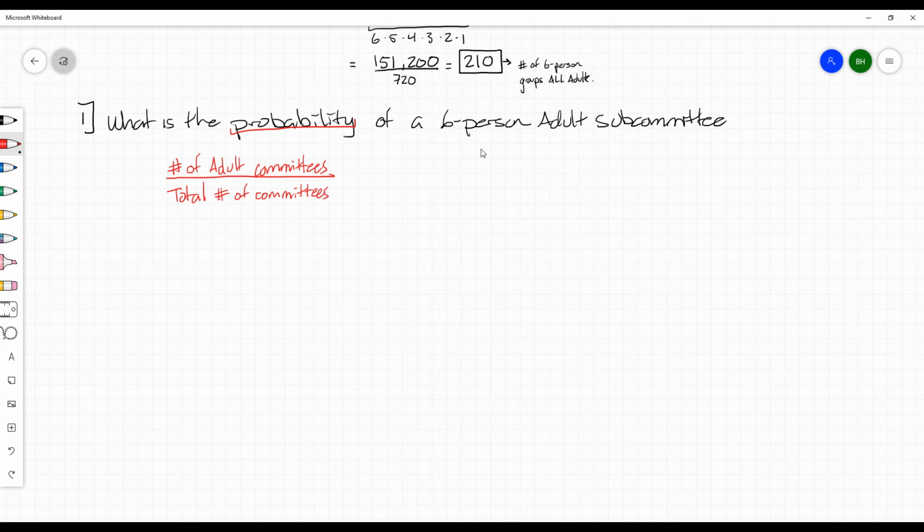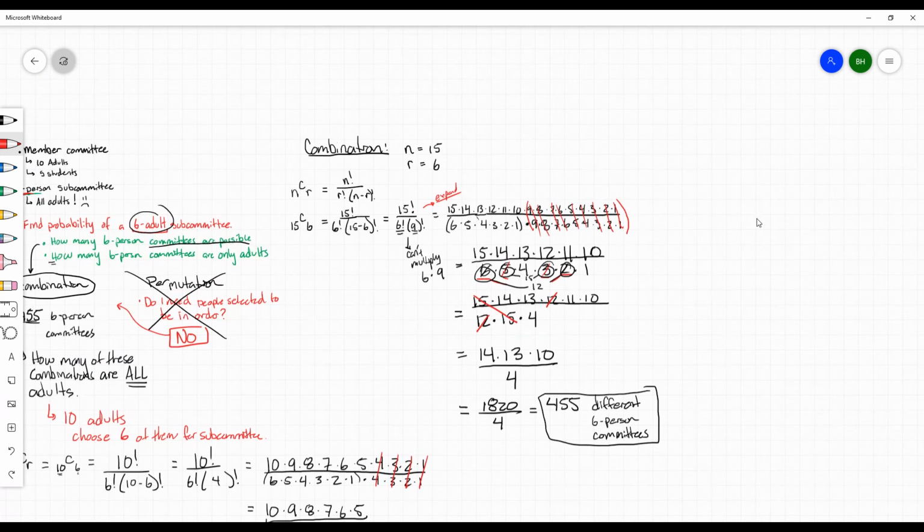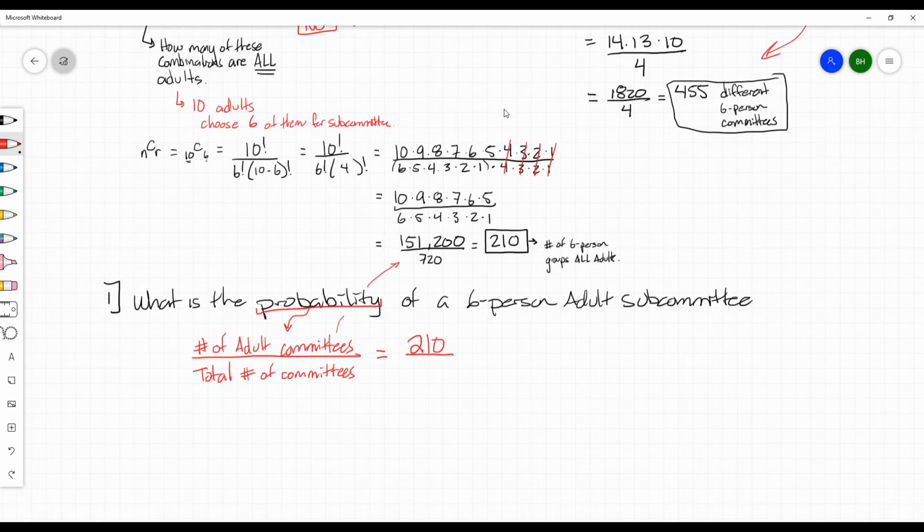So remember, the probability tends to have a structure that looks like a fraction. When we do this, we found that the total number of adult subcommittees possible is 210. So there's 210 ways, as we found here, that we can form an all-adult committee. And what we did earlier is we took every possible person in the committee, so there's 15 people, and we determined how many possible 6-person committees we can make in total. So that number is 455.